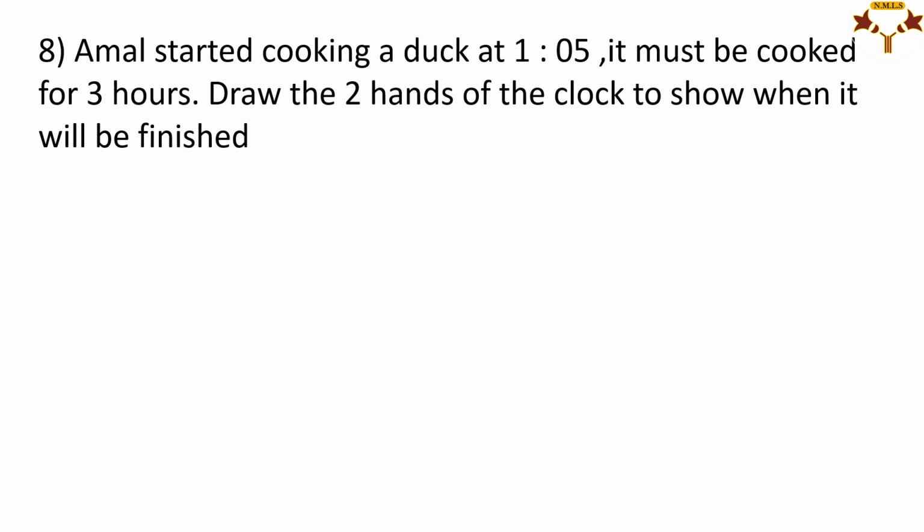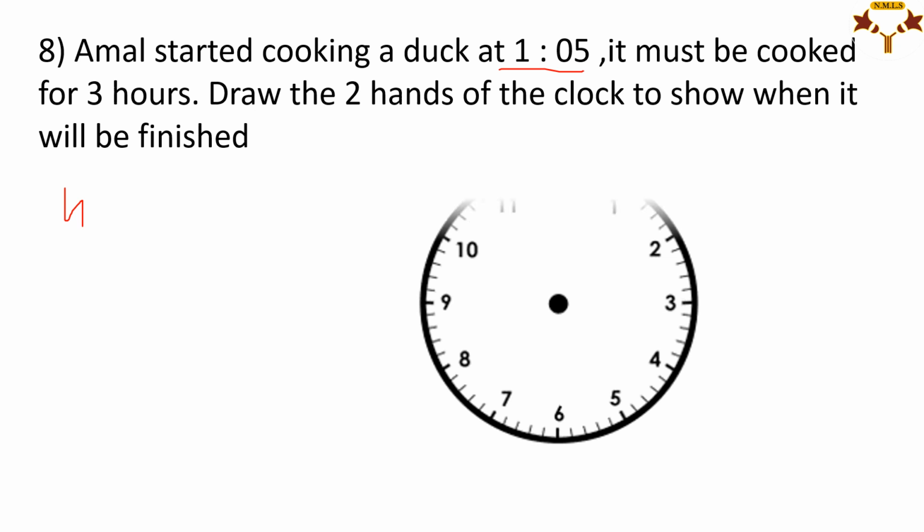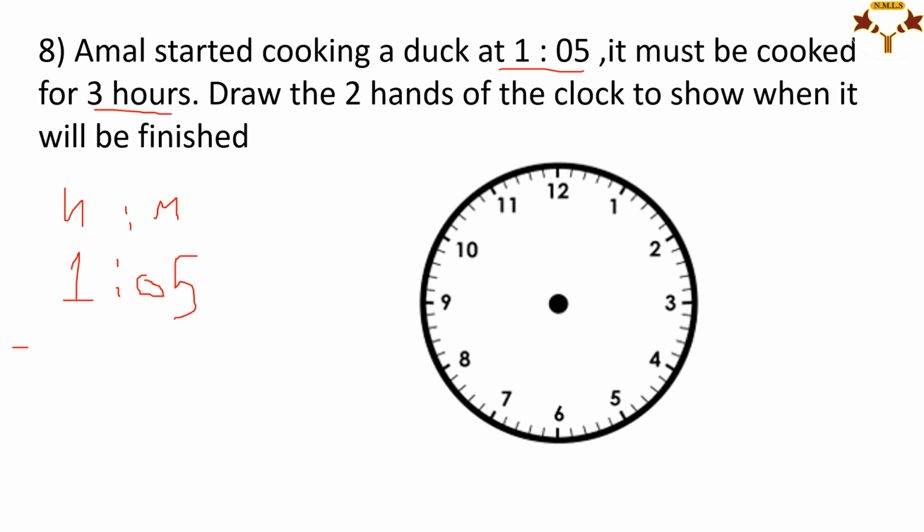Number 8. Amal started cooking a duck at 1 and 5 minutes. We have hours and minutes, okay? We started at 1 and 5 minutes, okay? It must be cooked for 3 hours. Means it will take 3 hours. Then we write 3 under hours. Draw the two hands of the clock to show when it will be finished, okay?